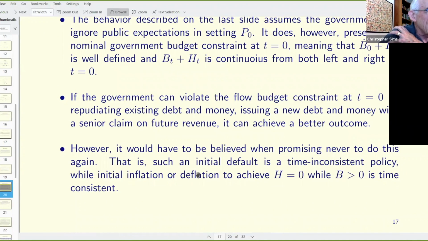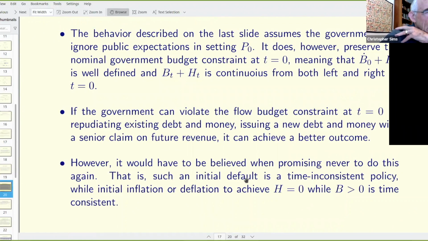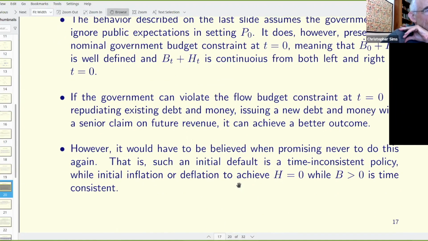I'm not going to go into more detail, but this is an important point. In a stochastic version of this model, a surprise inflation is a neutral tax. Of course, an anticipated inflation or deflation is distorting. But in an equilibrium with stochastic shocks, optimal policy will be to deflate or inflate at each date to maintain the real value of the debt. So that is what is in this assumed behavior at the initial date, which is that there will be surprise inflation or deflation to make B plus H match the ideal initial B.